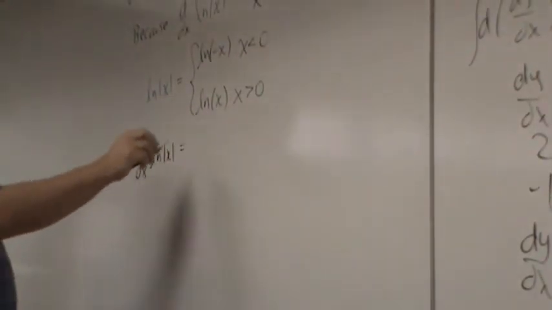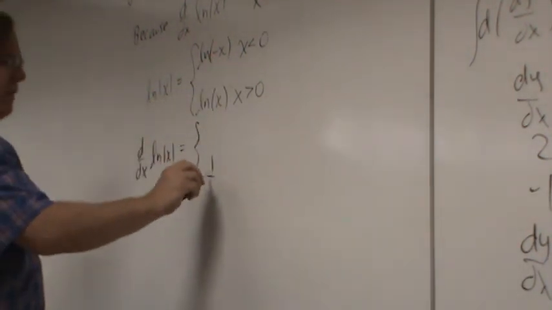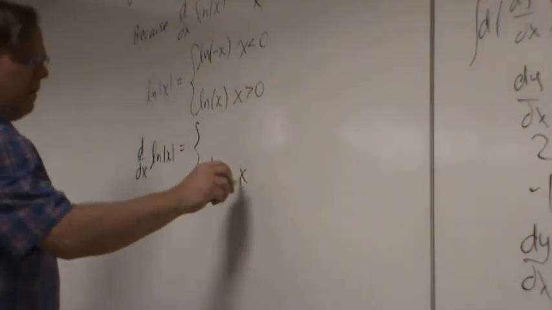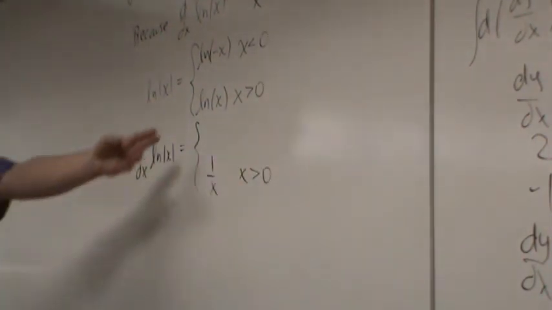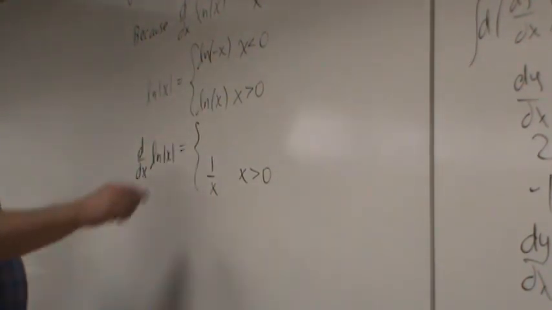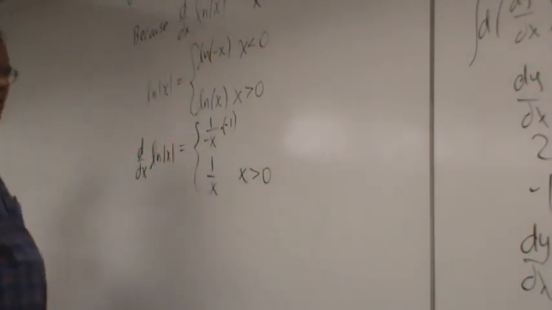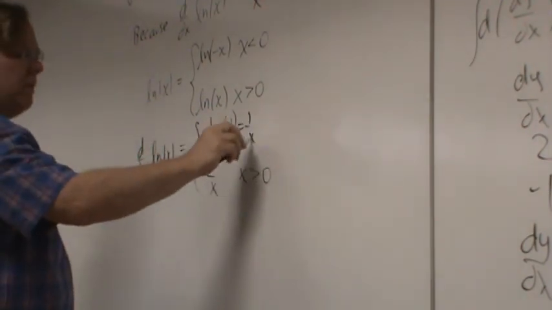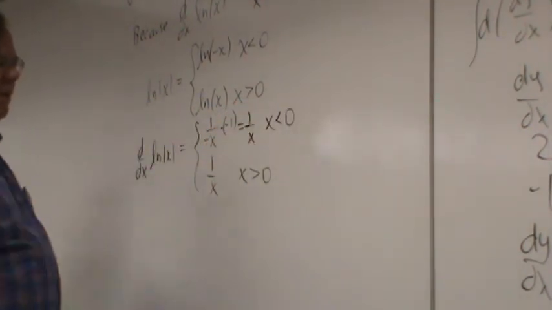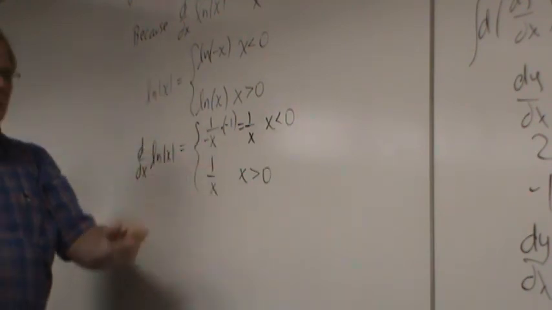The derivative of the log natural of the absolute value of x is going to equal the derivative of each of these guys individually. Well, the derivative of the log natural of x is 1 over x. We learned that. The derivative of the log natural of negative x is going to be 1 over negative x multiplied by the derivative of negative x, which gets me 1 over x. So whether my x is negative or positive, the derivative gets me 1 over x.